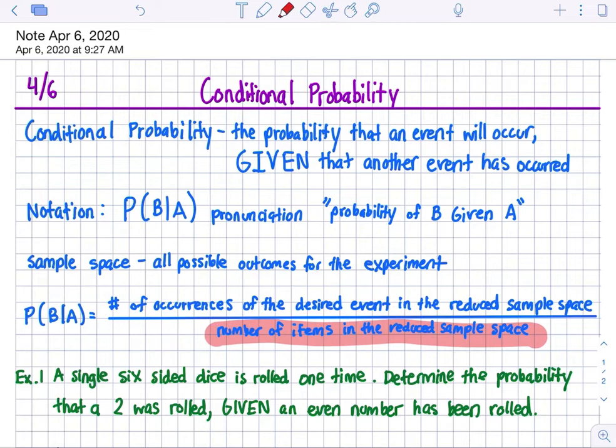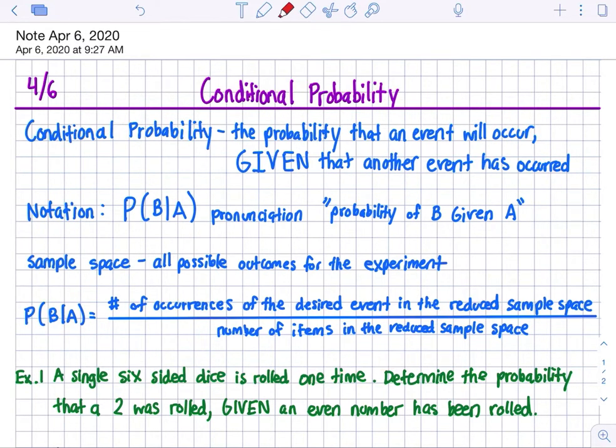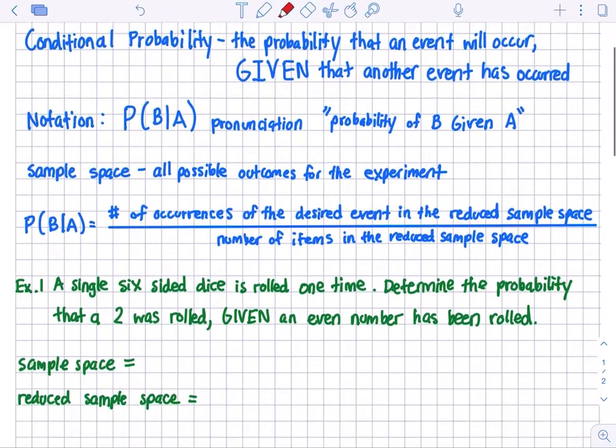Again, this is new, so it's fresh, and with that comes uncertainty. But once we do some example problems, all of this stuff will come together. Okay, so let's look at example 1.